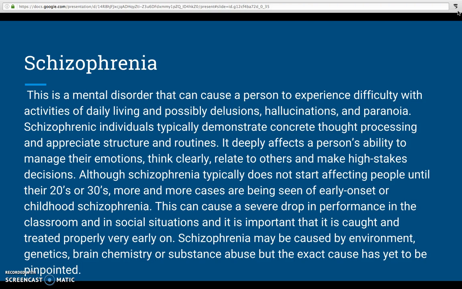This disorder can severely affect a person's ability to manage their emotions, and it tends to make them make high-risk decisions. This means that they are more likely to self-harm. They're more likely to go all in on something without thinking of any of the consequences. This can also cause a severe drop in performance in classroom and social situations, and it may cause them to act out violently. Schizophrenia may be caused by environment, genetics, brain chemistry, substance abuse, etc.